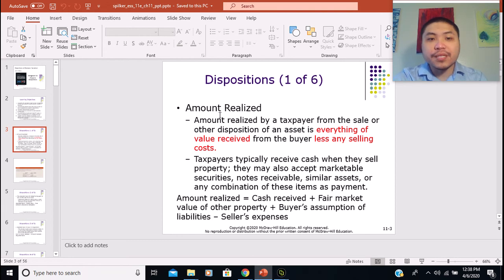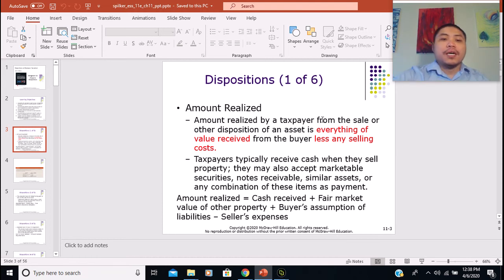So the amount realized is going to be the amount that they receive in return for exchanging the property, right? So the amount realized by the taxpayer from the sale or disposition of an asset is everything of value received from the buyer, subtract any selling costs, right? So it should include everything of value. It should not be limited to cash, right? It can be cash, it can be some other property in exchange. So it should include everything. Subtract the selling costs that are incurred by the sellers.